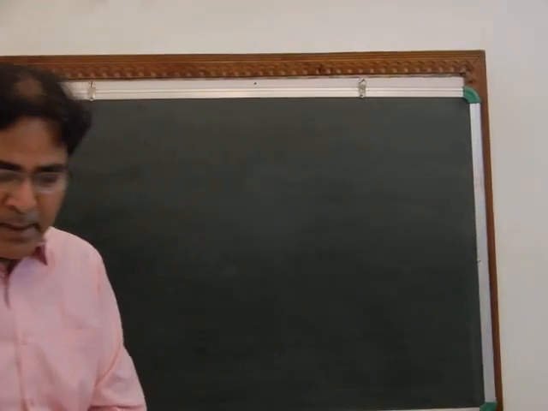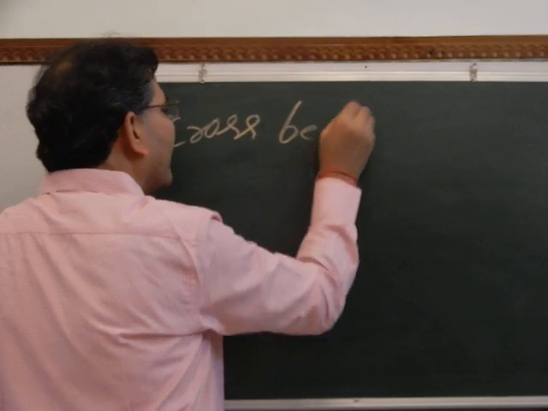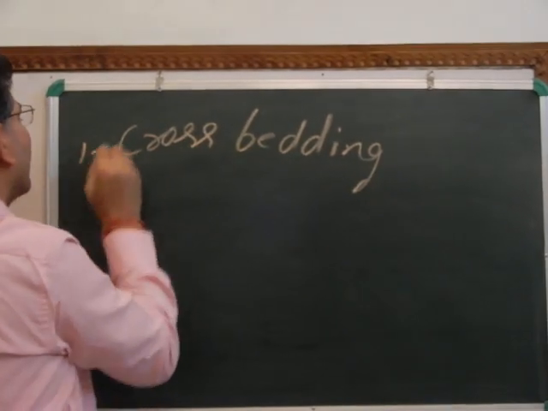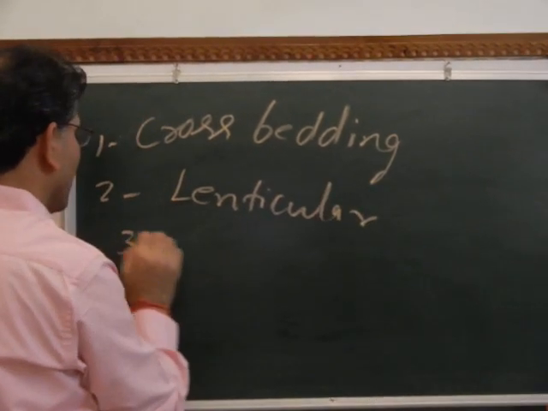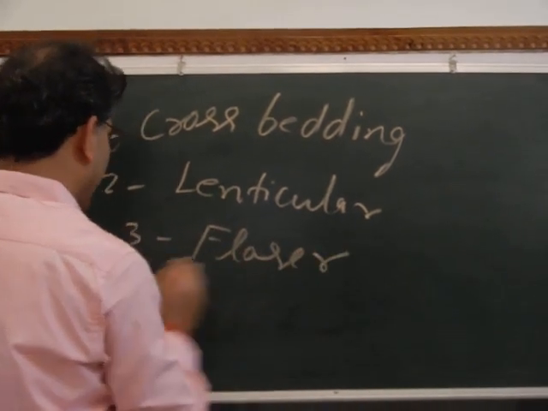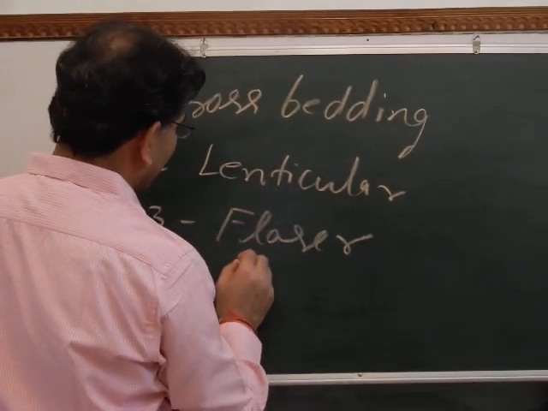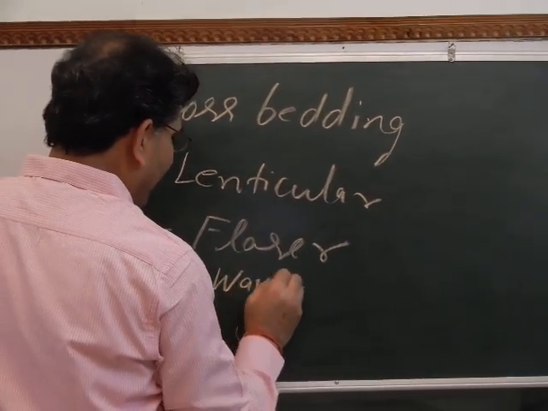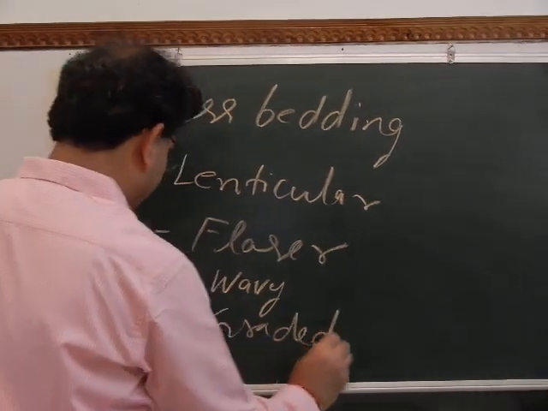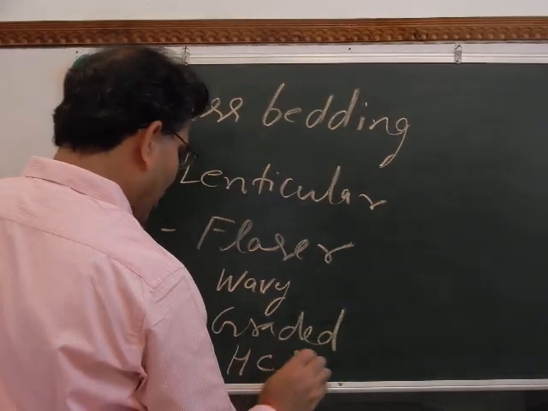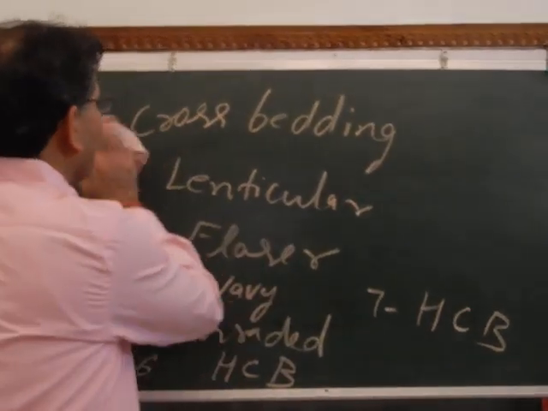So, the sedimentary structures which are formed within the bed are cross bedding, number one, then lenticular bedding, then flaser bedding, wavy bedding, then graded bedding, then hummocky cross bedding, then herringbone cross bedding. We will discuss one by one.